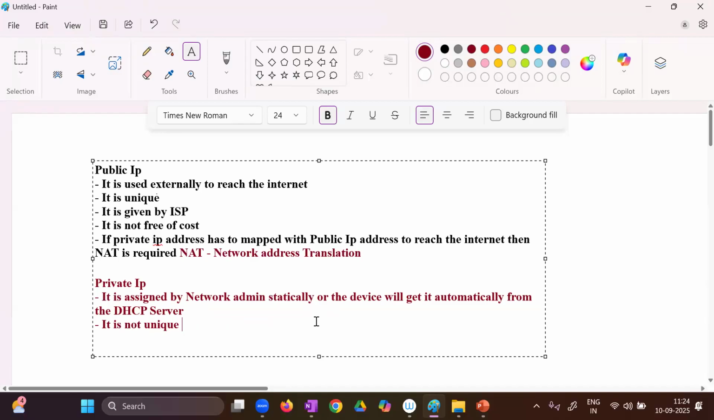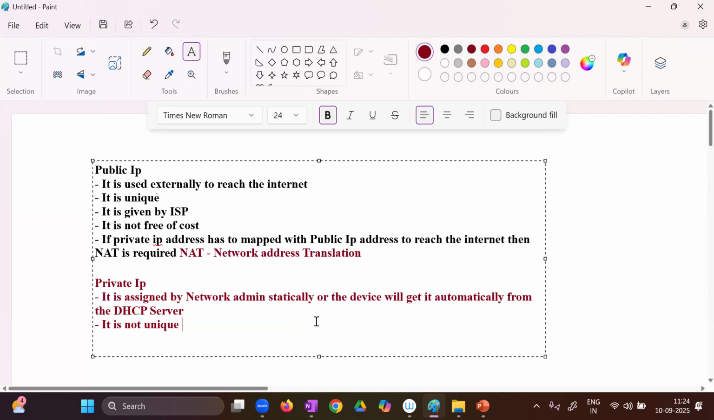Let's say there is one organization. It has used 192.168.1.1 as an IP address for its end devices. One more organization is also using the same IP, 192.168.1.1, for its own devices in its own network. Now, these two are different networks, right? But when they communicate, what is required? Public IP. So public is unique; private is not mandatory to be unique.